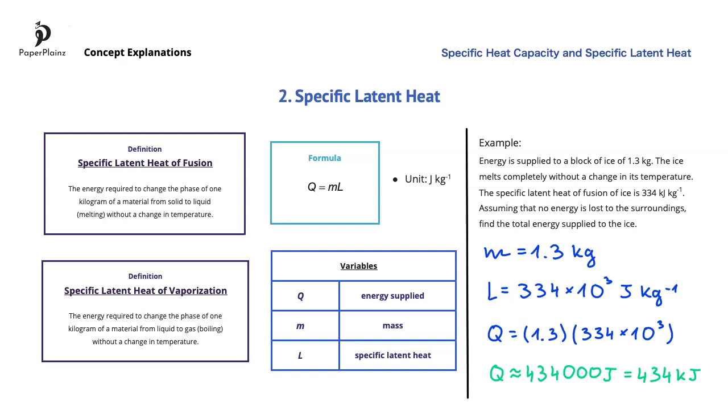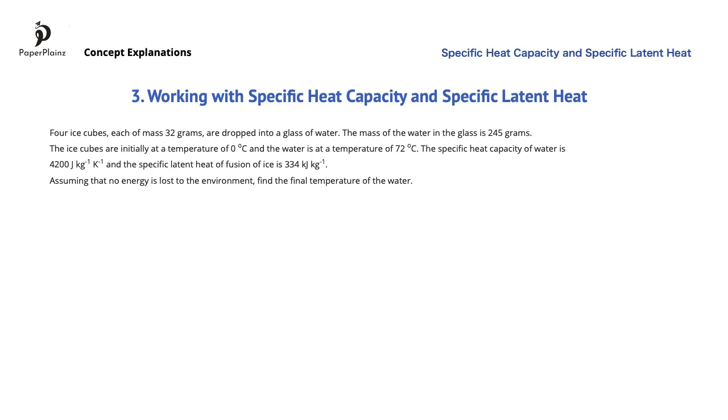Next, let's see how to work with specific heat capacity and specific latent heat through a more complex example. Here, 4 ice cubes melt in a glass of water, and we have to calculate the final temperature of the water in the glass. Let's divide the situation into two parts. First, we will look at what happens as the ice melts, and then we'll consider the changes that take place while the melted ice water and the water originally in the glass reach the same temperature. Of course, this temperature will be the final temperature of the water in the glass.